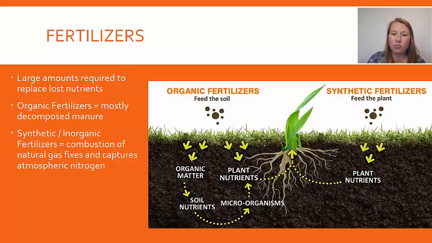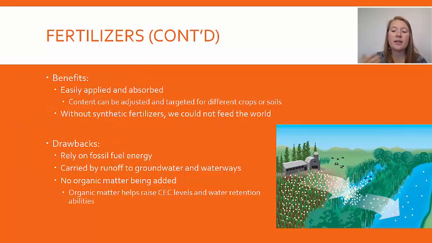Now, both processes are essentially doing the same thing of adding nutrients to the soil. One's just coming from manure, the other's coming from a synthetic or inorganic process. Now, there are pros and cons to the use of fertilizers, and we're talking about both organic and synthetic are going to have a lot of the same pros and cons. Now, the benefits of using fertilizers is that they can be easily absorbed by the plants, and the content of the fertilizers can be adjusted and targeted so that way you are only replacing the certain nutrients that were consumed or lost from that previous year's crop.